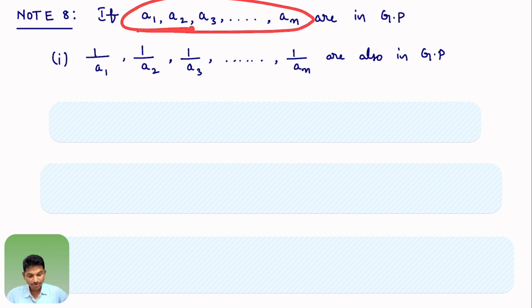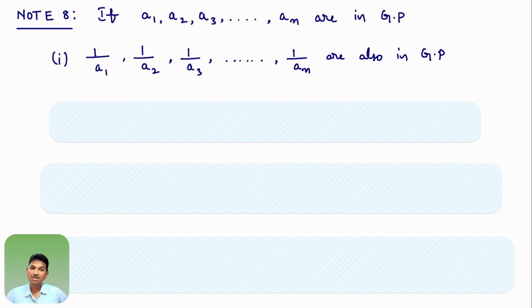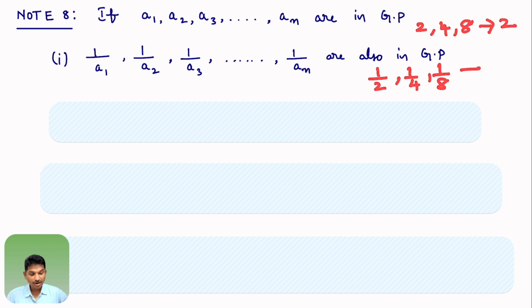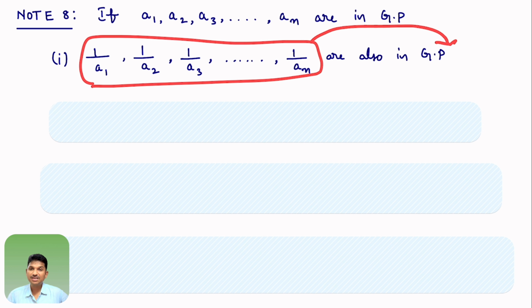If these n terms are in geometric progression, whatever the reciprocals you take, they also form a geometric progression. Or else simple thing, you take three terms 2, 4, 8 which are in geometric progression. Are they in geometric progression? Yes, with common ratio 2. Write their reciprocals 1 by 2, 1 by 4, 1 by 8. They are also in geometric progression. What is the common ratio? Check it. 1 by 4 divided by 1 by 2, that is 1 by 2. So if n terms are in geometric progression, their reciprocals are also in geometric progression. Keep this in your points.